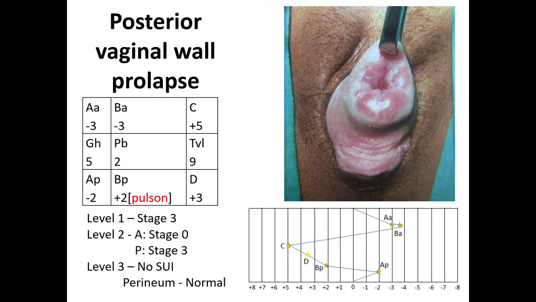Again another posterior wall prolapse. See here, anteriorly there is no prolapse, all are -3, -3, but cervix is well outside, +5, okay, +5. Posteriorly the AP was at -2, not much coming outside, but the BP, the nearby area, was coming outside, almost at the level of +2.